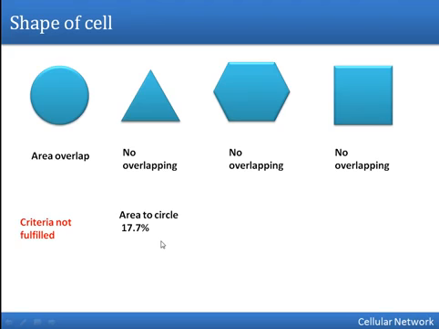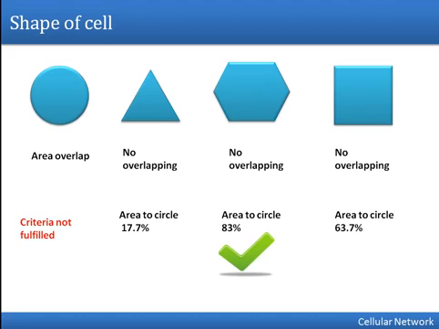Now we are going for area. In terms of area, this shape provides maximum coverage, but this option is already rejected. So we are considering the area of the shape as compared to a circle. This triangle can cover this percent of the area of that circle. Hexagonal can cover 83 and square can cover 63. So hexagonal shape, if used to represent a cell, can cover maximum area. That's why the hexagonal shape is selected to represent a cell.